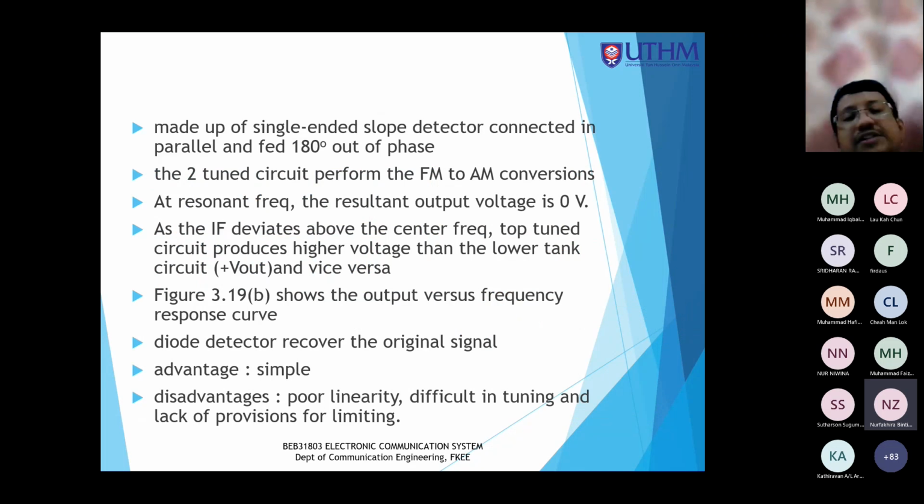So the balance slope detector consists of two tuned circuits which perform FM to AM conversion. As I mentioned, at resonant frequency the output is 0 volt. Okay, if the IF deviates above the center frequency, it produces a higher voltage, so you can produce a positive output. And if the frequency deviates below the center frequency, it will produce a negative V out. Okay, so the advantage of this circuit is that it is simple, and it also has a disadvantage of poor linearity. Okay, so this is about the balance slope detector.